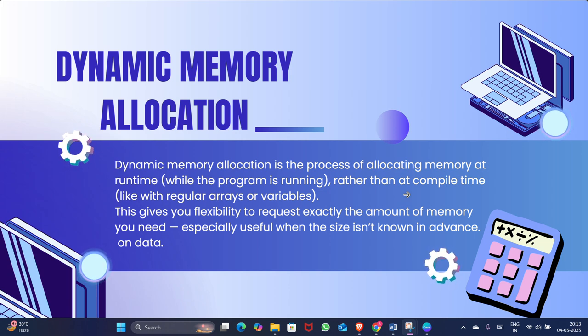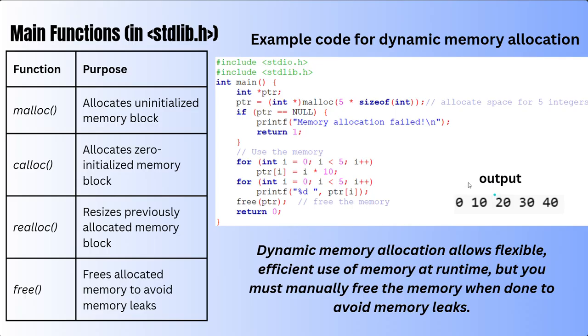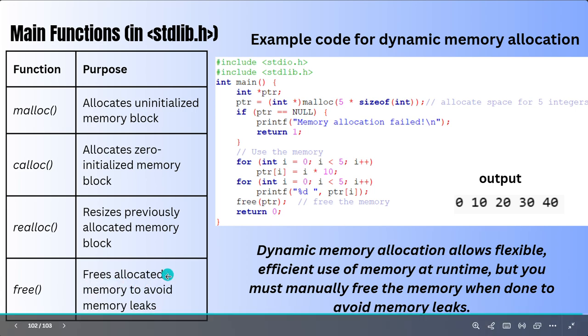Okay, I think you understood the difference now, right? So to allocate a block of dynamic memory from the heap, the C library provides us with some useful library functions. Now we will be learning about the functions. First of them is malloc, which allocates an uninitialized memory block. Calloc allocates a zero initialized memory block. Realloc resizes the previously allocated memory, and free releases the memory to avoid memory leaks.